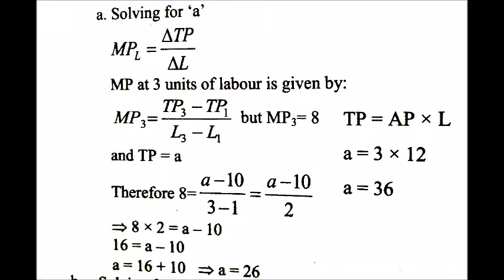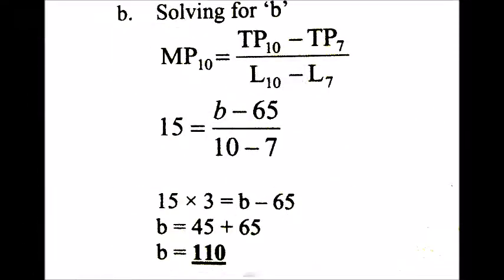Okay. Let's get to B. Let's solve for B. Solving for B, we also use the marginal product formula. So marginal product of 10 is TP10 minus TP7 divided by L10 minus L7. So MP10, as you can look on the table, is 15 at labor 10.